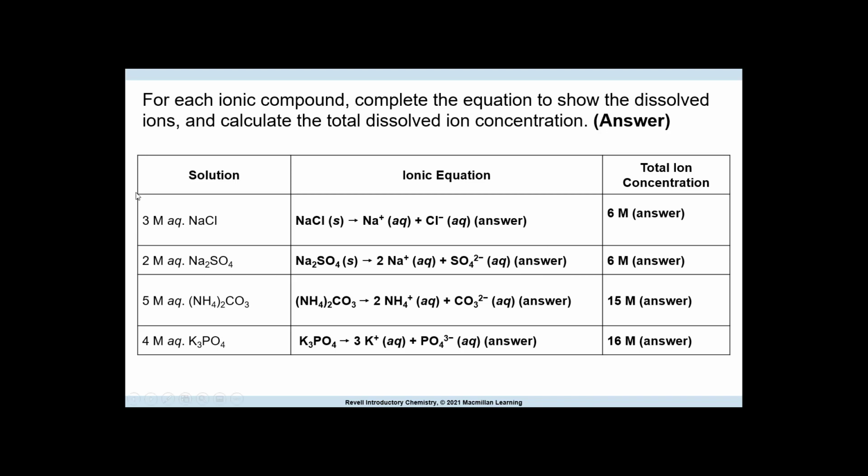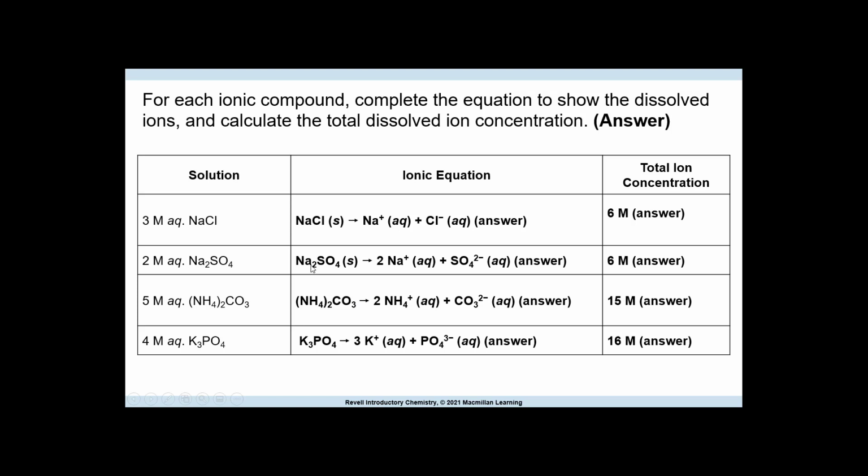All right, so if we have a solution of 3 molar sodium chloride, it's best to write out an ionic equation so you can see everything. So if you have that, that means that there's a total ion concentration of 6 molar. Where did that come from? Well, it's 1 times 3 for sodium ion and 1 times 3 for chloride. And that makes 3 plus 3, a total ion concentration of 6.